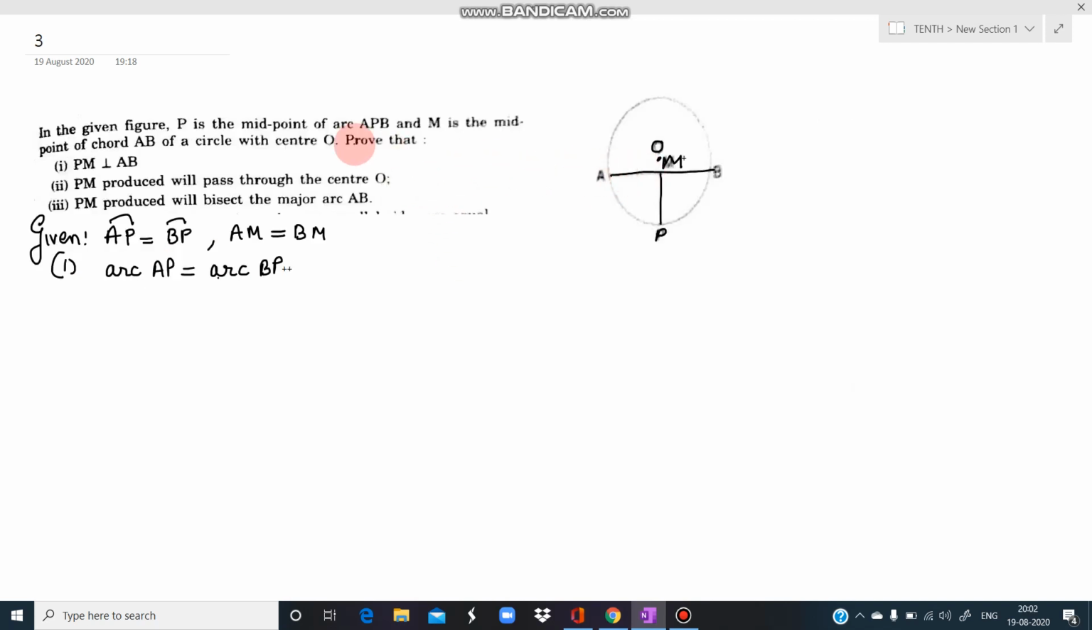Here students, in this question it is given that P is the midpoint of the arc APB. ये जो arc APB है, P उसका midpoint है. That means arc AP, it is equal to the arc BP. That I have written. Then it is given M is the midpoint of the chord AB. So this is not diameter, this is the chord. जो center है वो उसके ऊपर है. So M is the midpoint of this chord, which means AM is equal to MB. O is the center. We have to prove that this PM, it is perpendicular to AB.